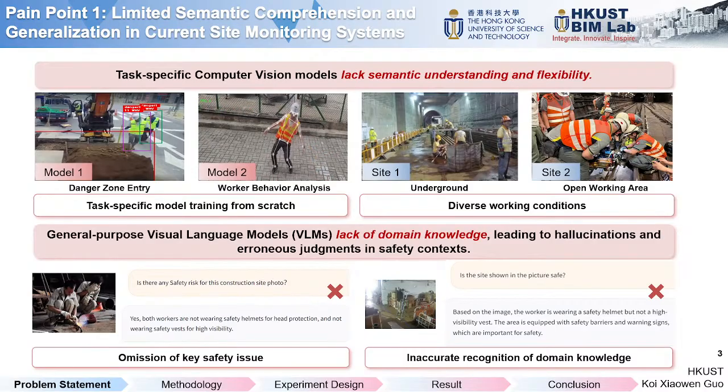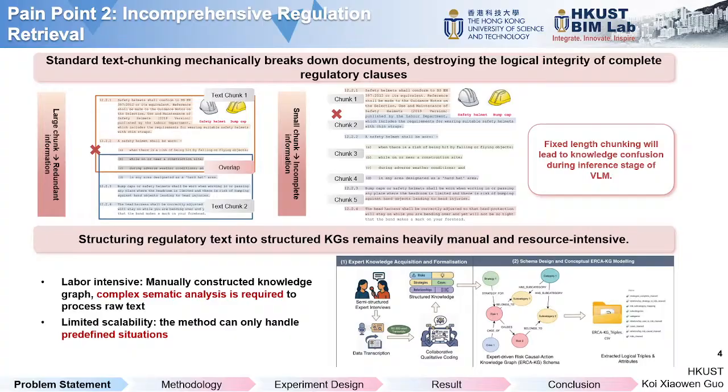So we want to inject domain knowledge into the VLM to help improve its accuracy. We consider using retrieval augmented generation, which is a popular approach nowadays. But for typical retrieval augmented generation, we need to do text chunking before we embed the entire safety handbook into the system. If we want to chunk the text, we need to consider the size of the chunking. A chunk that is too large or too small will cause information confusion for the VLM.